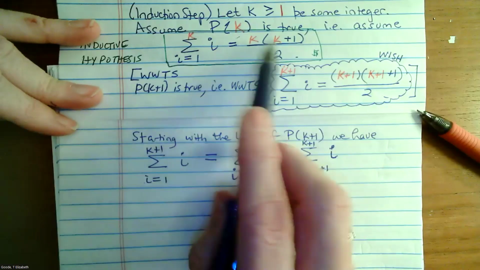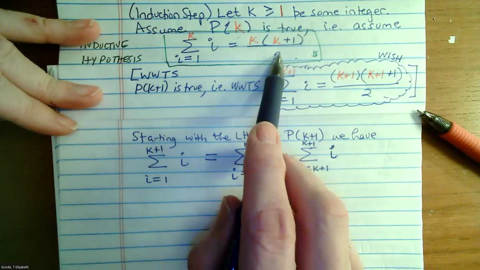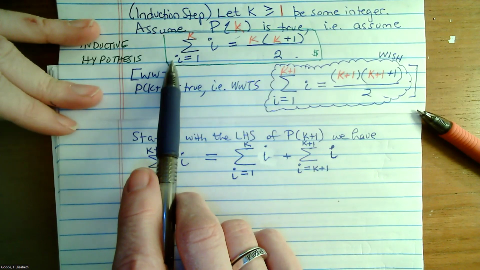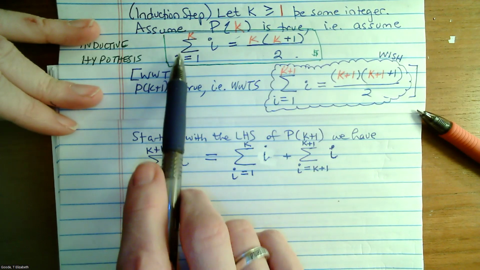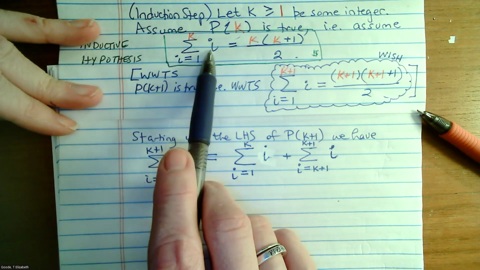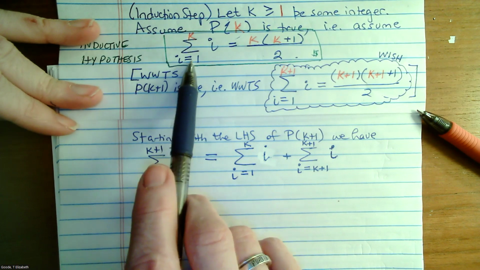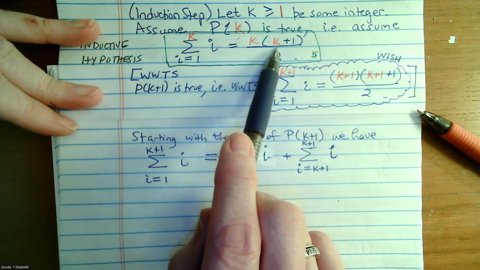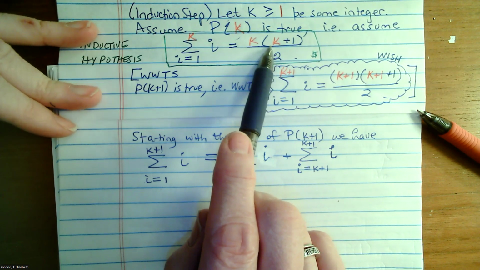Well, look at our money. Look at what we have in our hand as hypothesis. Don't we know something about the sum from i equals 1 to k of i? We do. We know it's equal to this because this was what we assumed to be true. This was our induction hypothesis, you see.